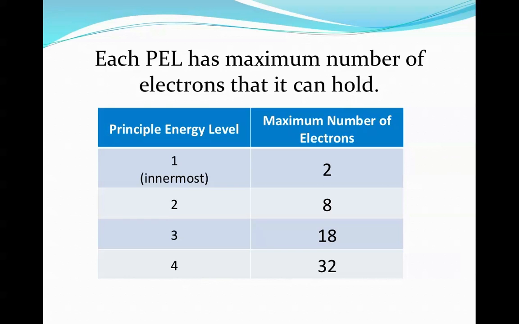Now they can only have a maximum number of electrons for each principal energy level. So in the first one, which is the smallest and closest to the nucleus, we can only hold 2 electrons. However, the second principal energy level can hold 8, the third can hold 18, and the fourth can hold 32.